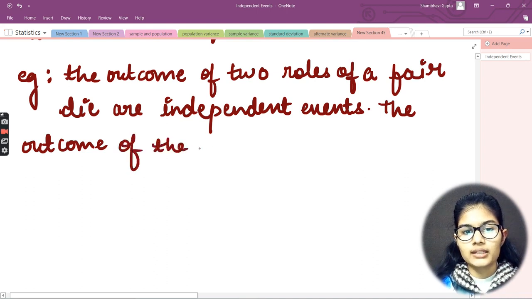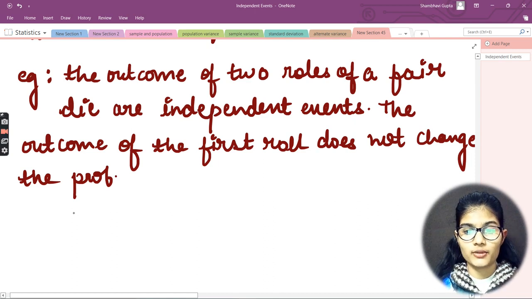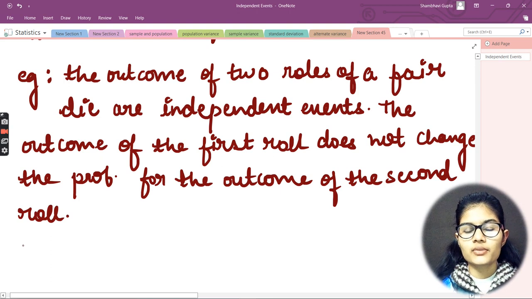The outcome of the first roll does not change the probability for the outcome of the second roll. I am simply writing this, and it refers to probability only, so make sure to remember that.